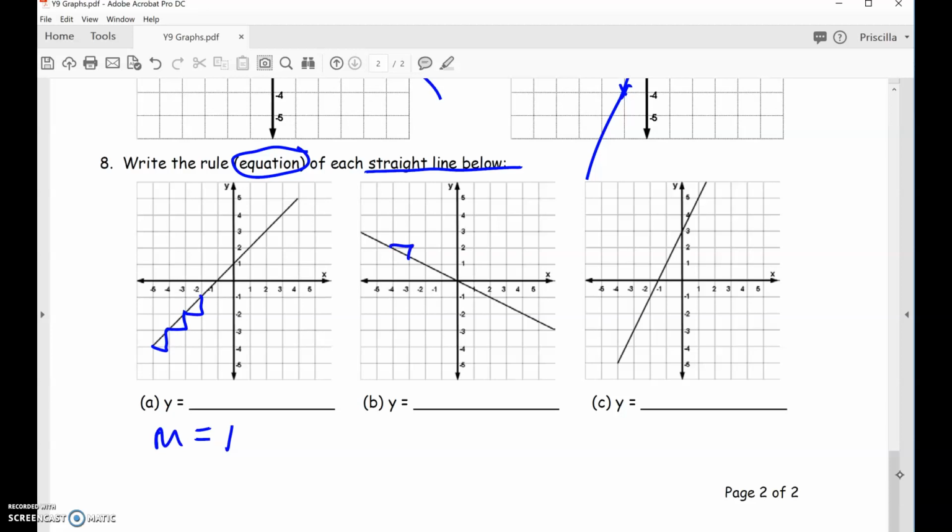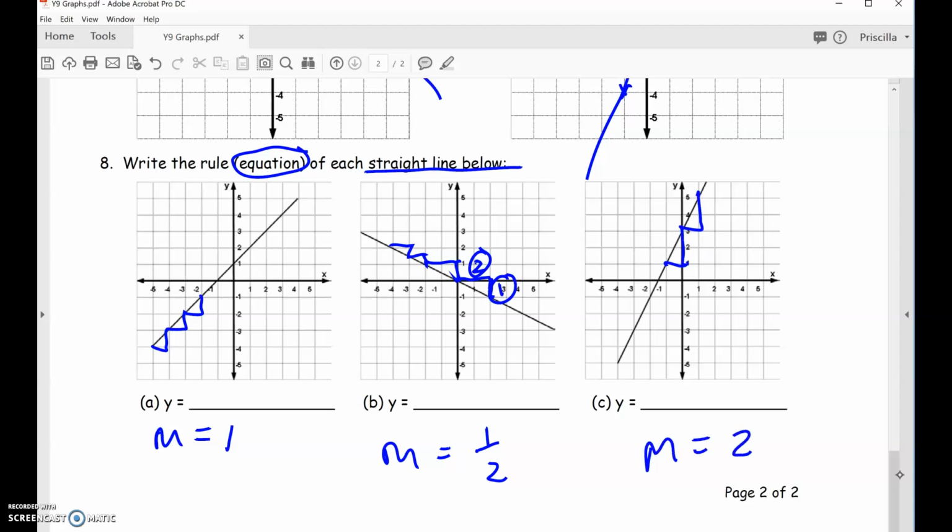Here, across one down a half, across one down a half, or across one down 2, across one down 2. So you've got the gradient equals a half because it's rise divided by run. Here, across one up 2, across one up 2, my gradient equals 2.